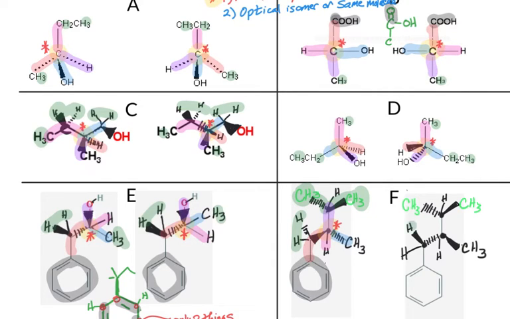And we see the same thing over in the second part of letter F, where we have only one asymmetric carbon, and that's the one down below. And that is all of the asymmetric carbons.